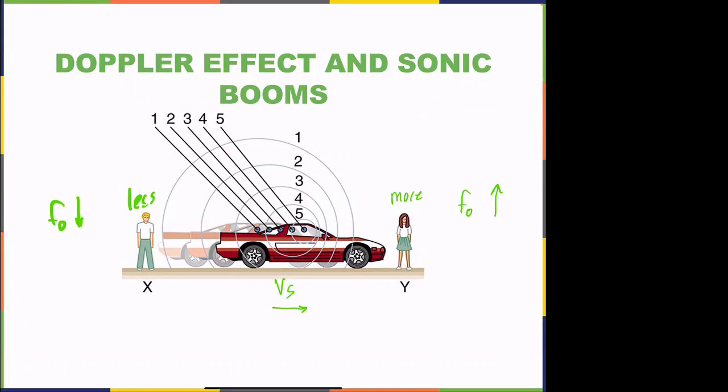See how it's arriving less frequently, the wave fronts? See how further spaced apart they are? And over here, you can see they're arriving more frequently. This is why when an ambulance comes up on you in your car, you hear it at a much higher frequency, because it's pushing those waves as it's coming towards you.